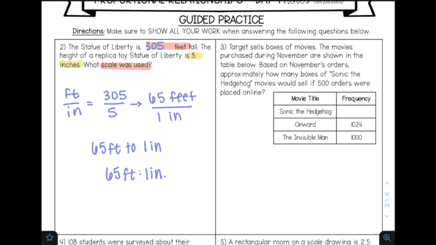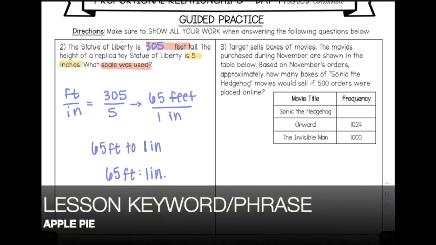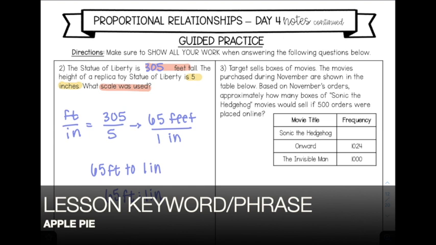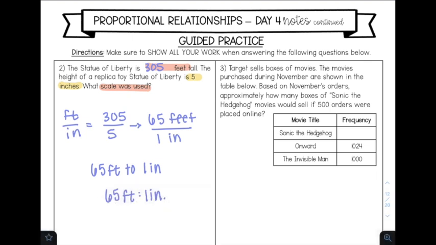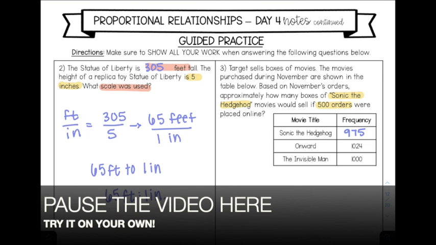Here is number 3 with a sample population. So we did scale factor. Now we're going to do a sample population example. Okay, so for number 3, Target sells boxes of movies. The movies purchased during November are shown in the table below. Based on November's orders, approximately how many boxes of Sonic the Hedgehog movies would sell if 500 orders were placed online? So you need to know the frequency of Sonic the Hedgehog, and that would be 975 boxes were sold. So pause the video here and try it on your own, then come back and check your answers.